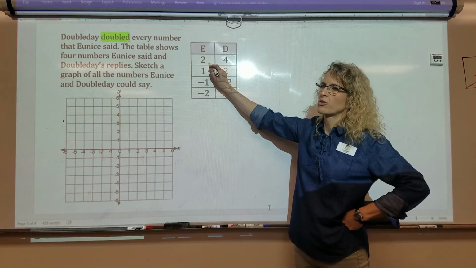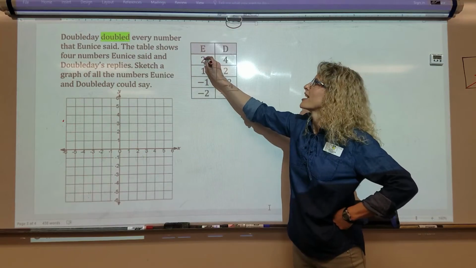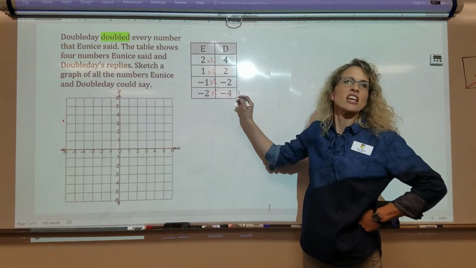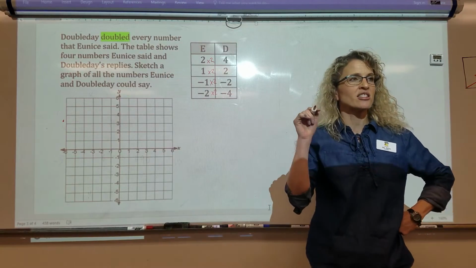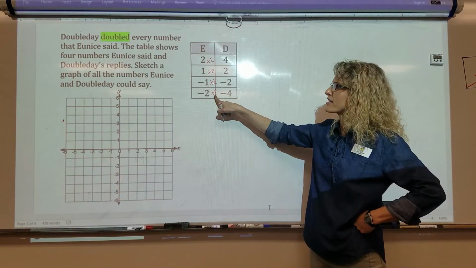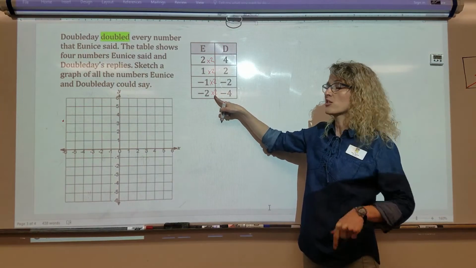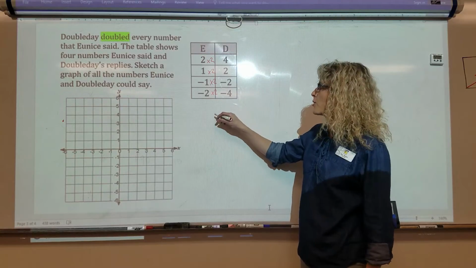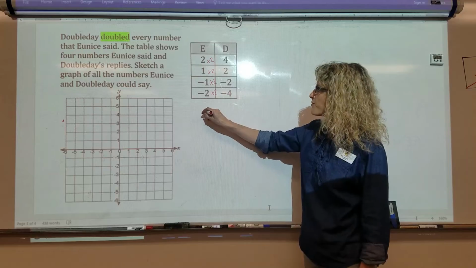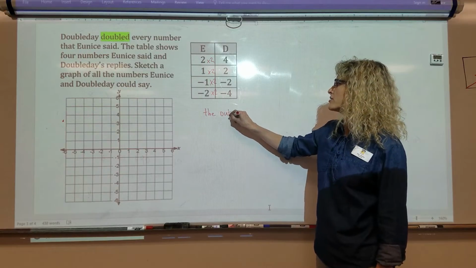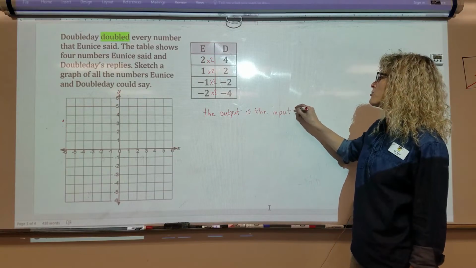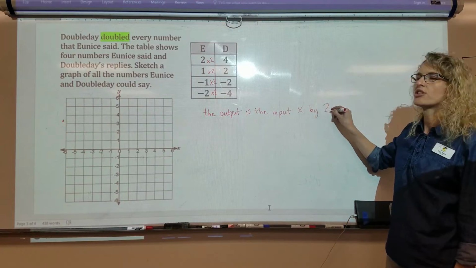What's my multiplier? Times by 2. If it's the same every time, that is our constant of proportionality. What is it called? Get ready. Constant of proportionality. Good. You can also call it constant of variation. Both work. So the output is the input multiplied by 2.